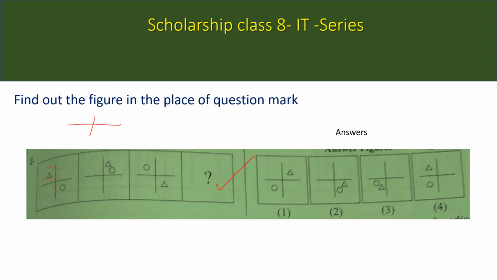Here is a triangle and a circle. In the next, the triangle moved here, the circle moved here. We can say one moved right, meaning clockwise, another anti-clockwise. In the next, the circle further moved anti-clockwise, the triangle moved further clockwise. So in the next, the triangle will move here, the circle will move, and both will be in this. So you may find out this must be the correct answer. I got it quickly.